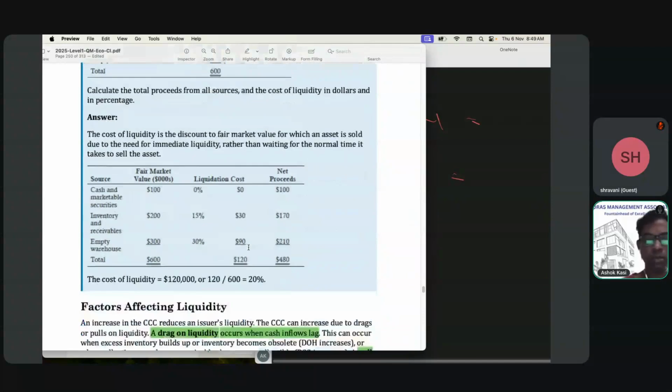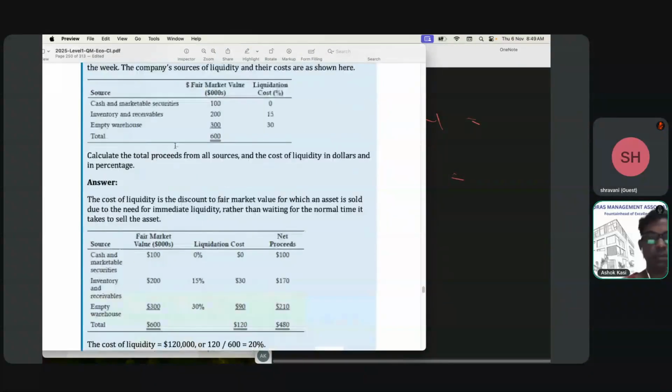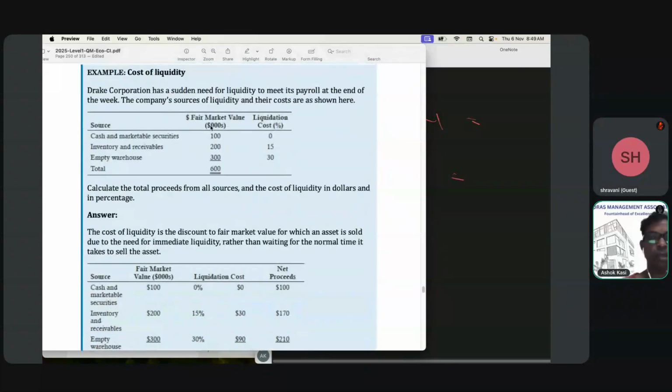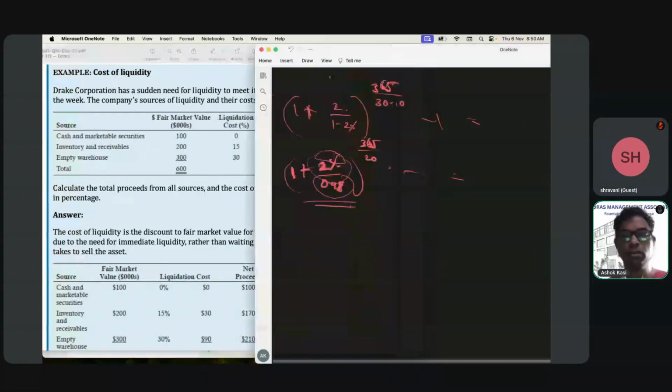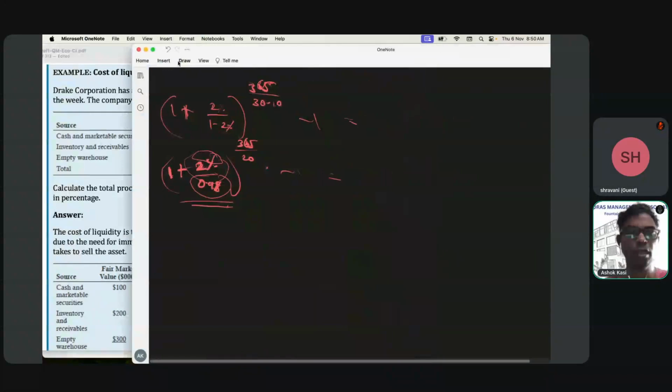This, if you ignore also, it's fine. It's very simple only. See, all they have done is, this is the fair value of all this. This is the cost of liquidation. When you liquidate, you are incurring some cost. So here 15% is gone. It's a very simple form sum only. There is nothing in it. If you ignore also, it's fine. I'll just quickly do this still.